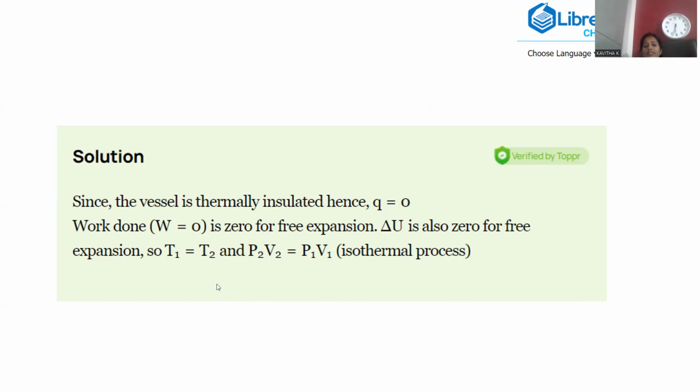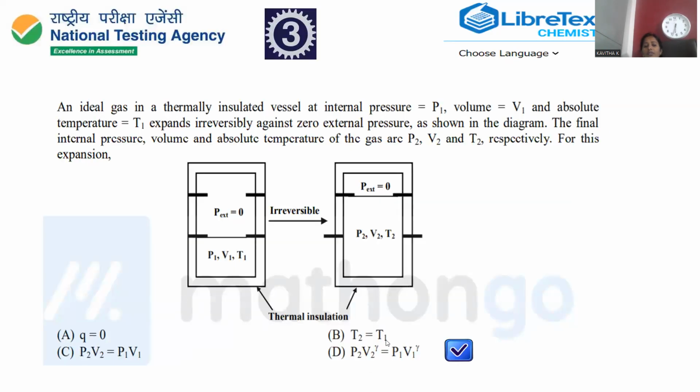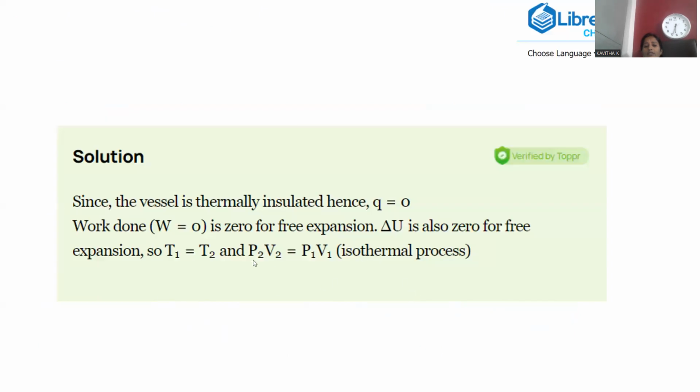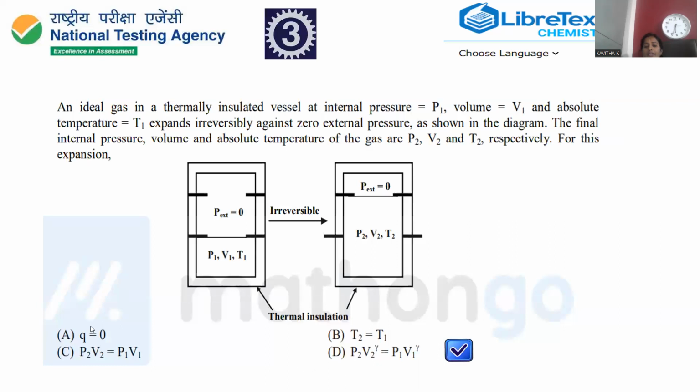At that condition, T1 is equal to T2. T1 is equal to T2 is also the correct answer for this one. It means we are not having any internal energy change, so whatever initial temperature is there, after the expansion also that remains the same. T2 will be that. So P1V1 is equal to P2V2. Except option D, A, B, C are the correct answers.